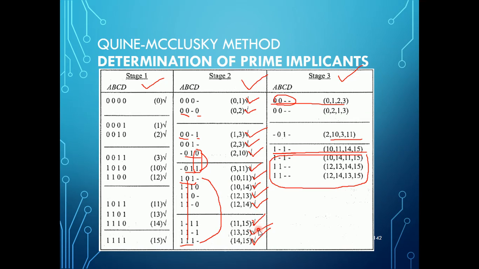So all the terms in stage 2 are being combined, and we have written for the next stage 3. Okay, stage 3 we have got.